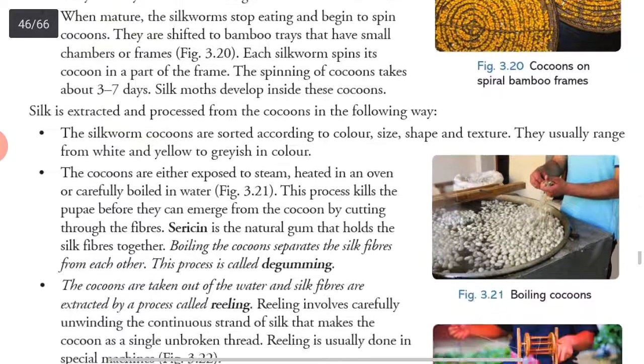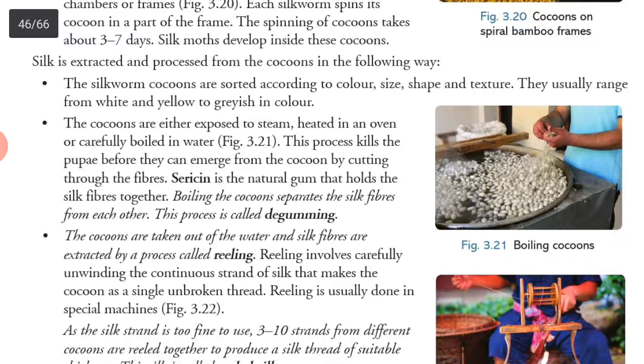Silk is extracted and processed from the cocoons in the following way. The silkworms' cocoons are sorted according to their color, size, shape, and texture. They usually range from white and yellow to grayish in color. The cocoons are either exposed to steam, heated in an oven, or carefully boiled in water. This process kills the pupa before they can emerge from the cocoon by cutting through the fiber.